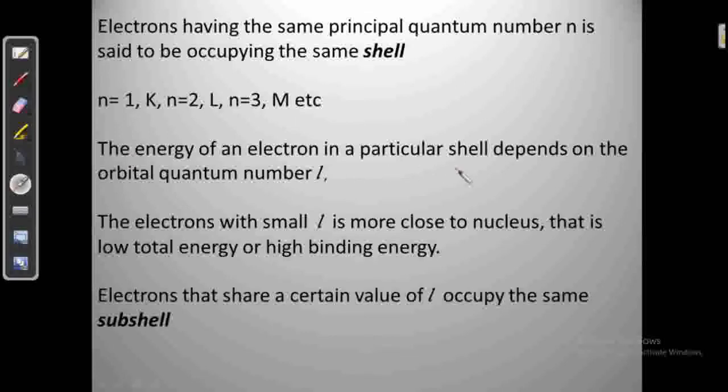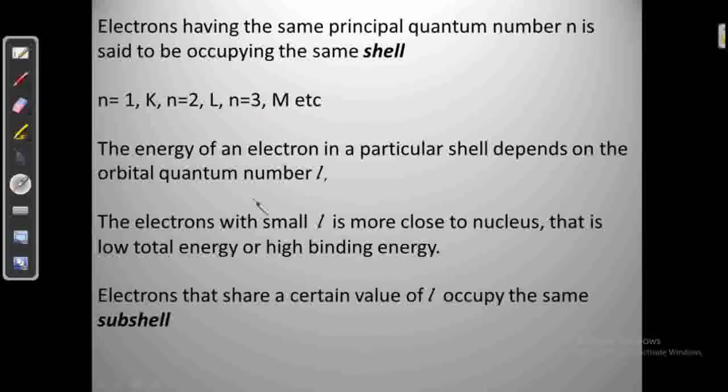Then you have already learned that the orbital quantum numbers start from 0 to n minus 1. So if n equal to 1, the orbital quantum number will be 0, that is n minus 1, 0. Then if n equal to 2, we have 0 and 1. For n equal to 3, you will have orbital quantum numbers 0, 1, 2.